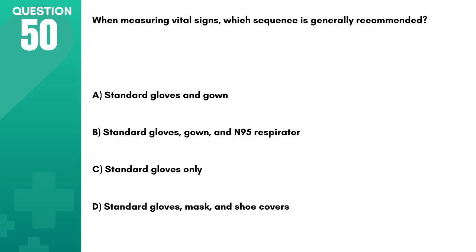Question 50. When measuring vital signs, which sequence is generally recommended? A. Temperature, pulse, respiration, blood pressure. B. Pulse, temperature, blood pressure, respiration. C. Blood pressure, pulse, temperature, respiration. D. Pulse, respiration, temperature, blood pressure.